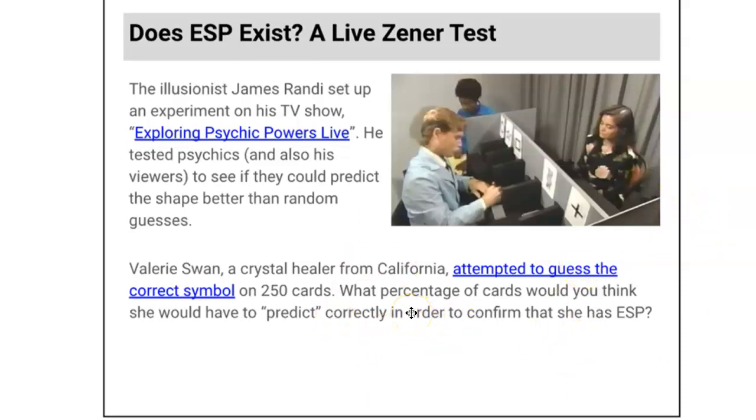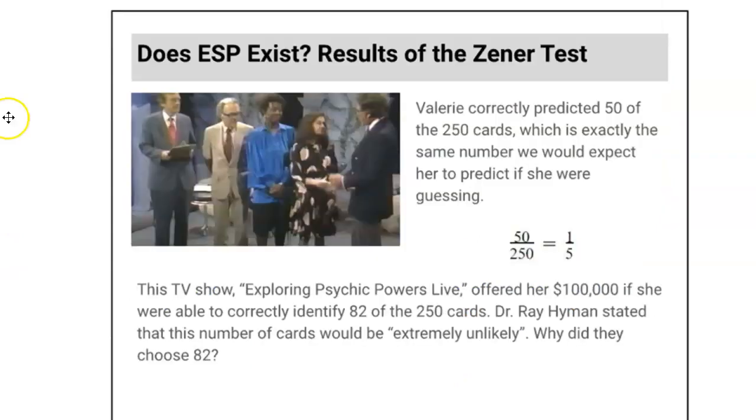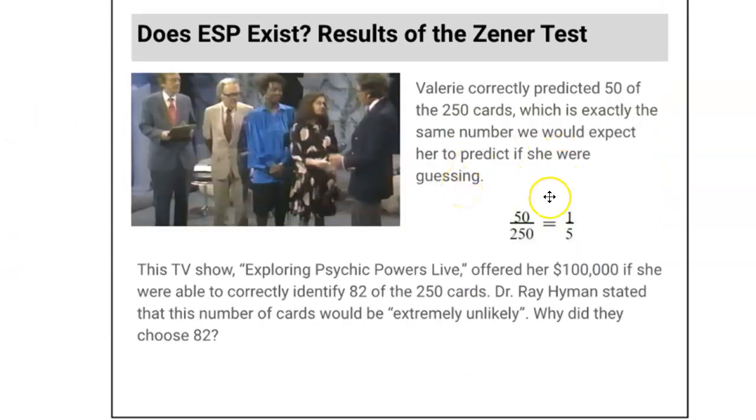And now I want to ask you, what percentage of cards would you think she would need to guess correctly in order to confirm she has ESP? Because if she was simply guessing, it would probably be about 1 in 5, which factors out to about 50 out of 250. Well, it turns out that's exactly what she got. She got 50 out of 250 right. She got exactly the same number as we would expect if she was just guessing, suggesting that she probably was just guessing.